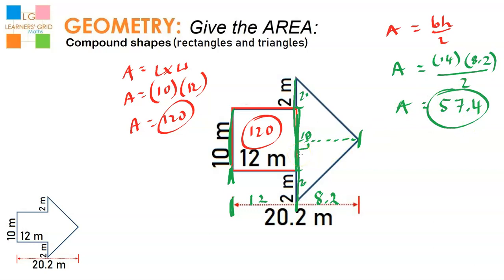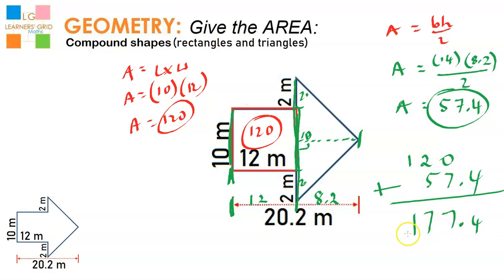So all I have to do is add 120 and 57.4, should be pretty easy. Okay, there we go, look at that, easy. The only thing is, include the unit of measurement, it's meters squared. Finished.